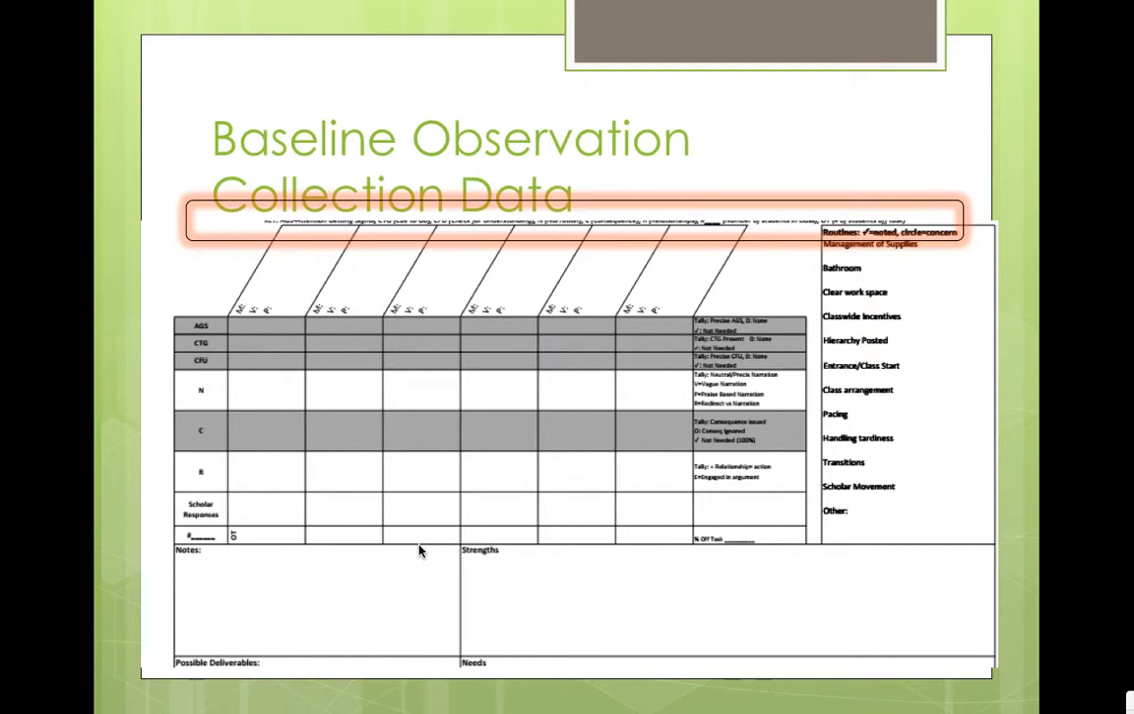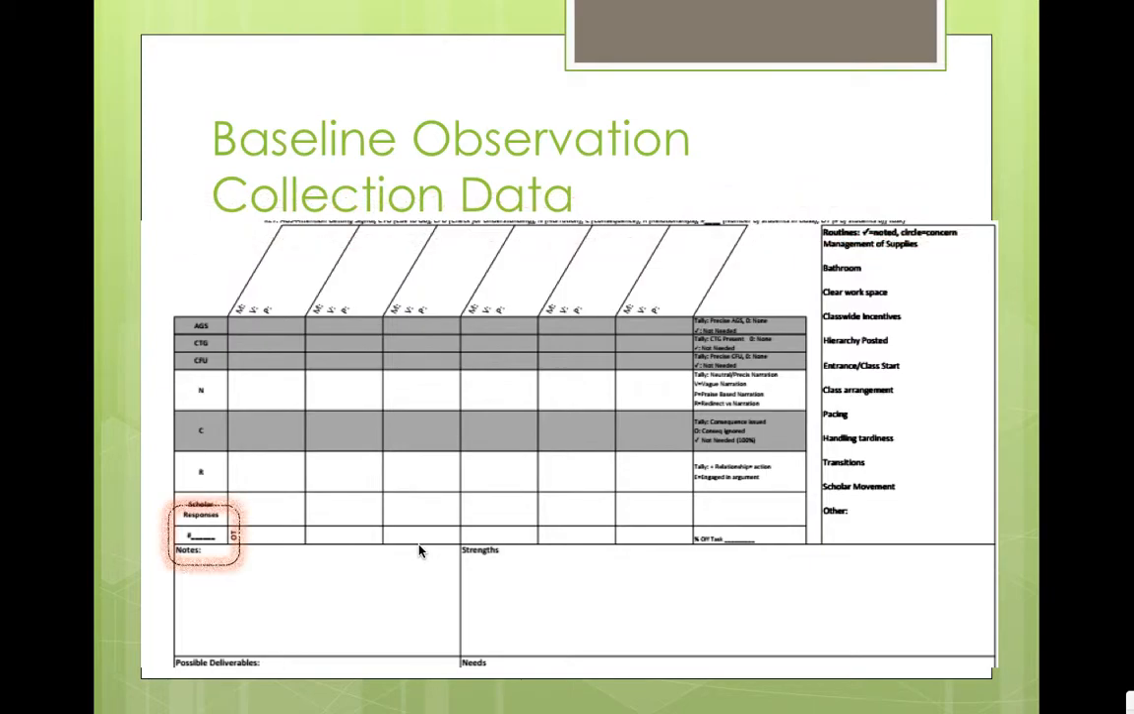For our purpose, we are just going to be focusing on the MVPs, N for narrations, C for consequences, R for relationships, and the number of students off task. The first thing you do when you walk into a classroom is count the number of students present. If scholars enter or leave during your observation, you do not change this number.